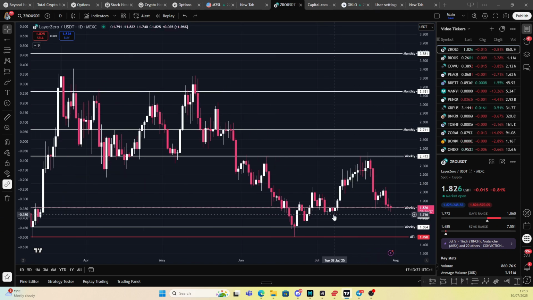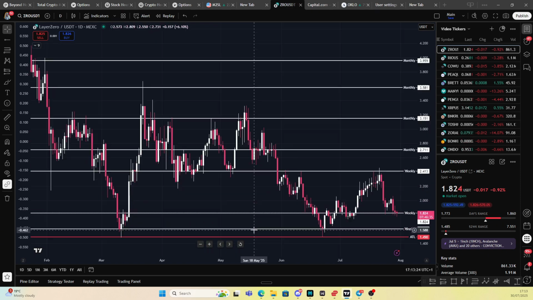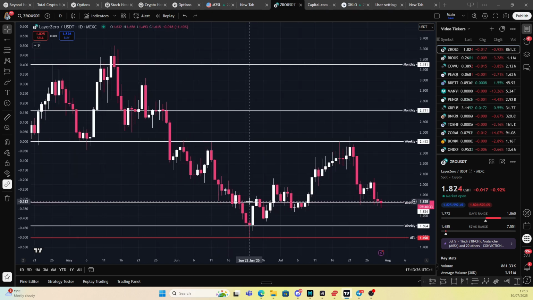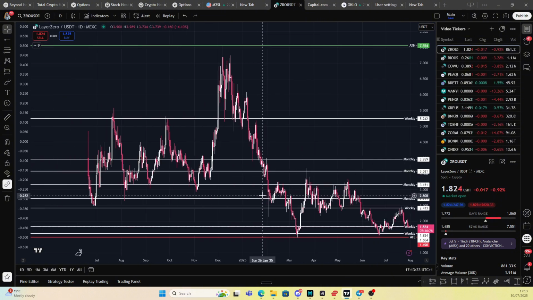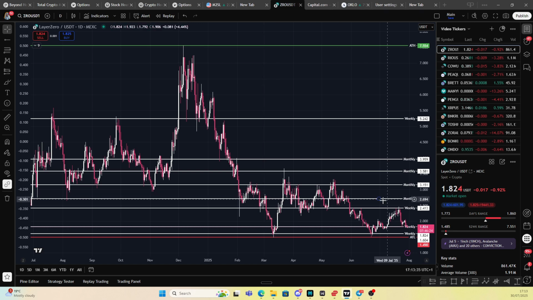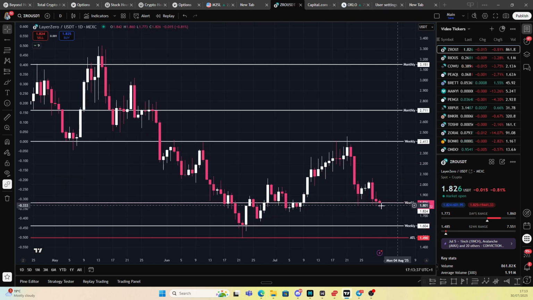So from a daily perspective, this is an interesting one. You've got a daily level below here. Looking at where you would look for price to go, you would want to see it hold this weekly level. If it falls below, you're potentially looking at anything in this region.